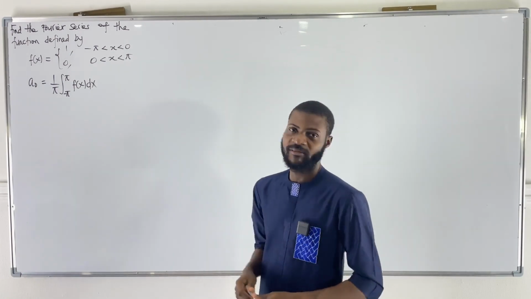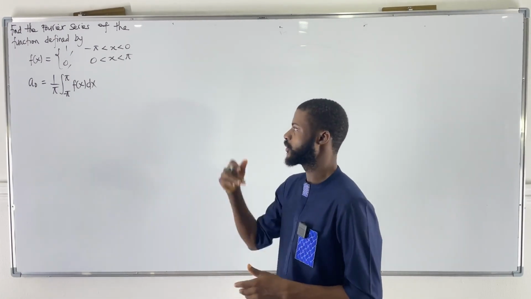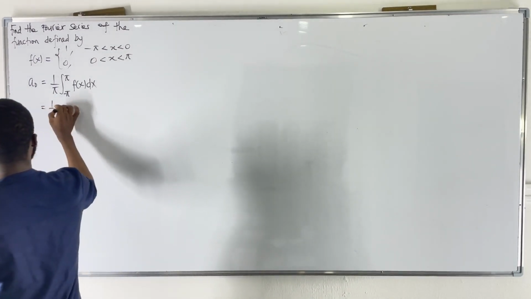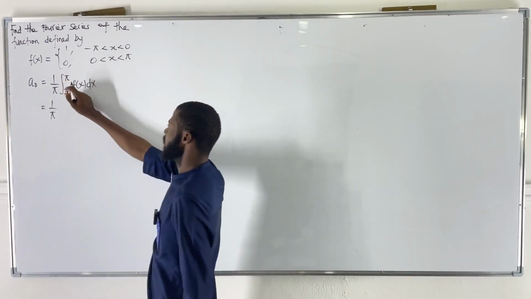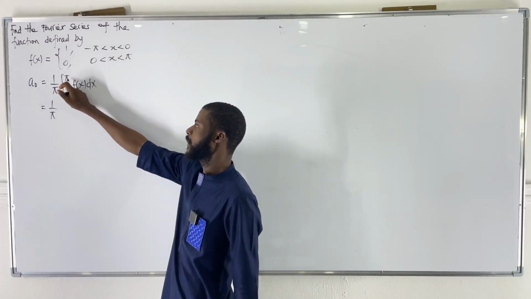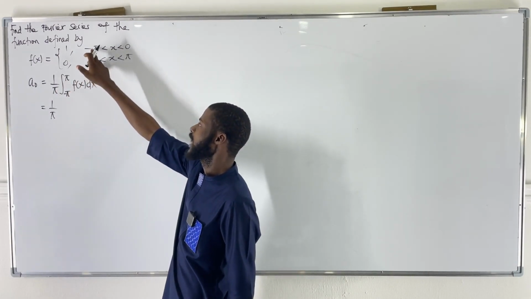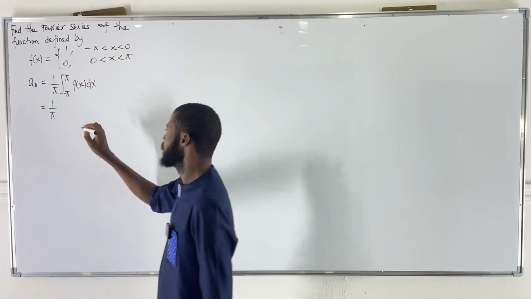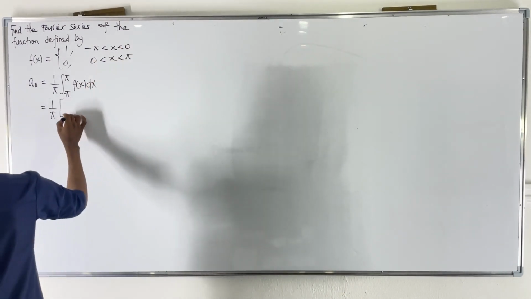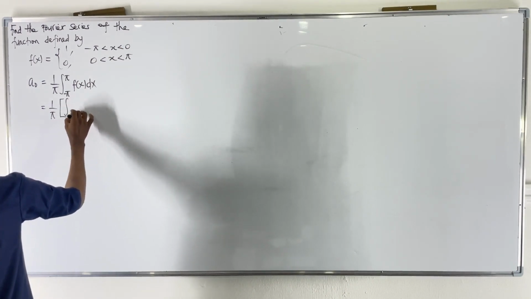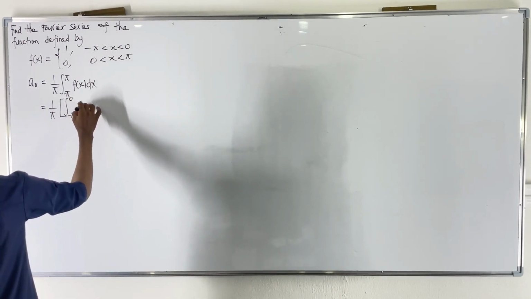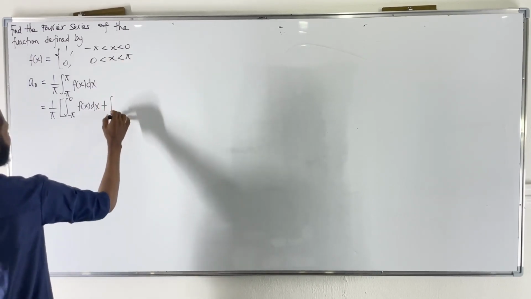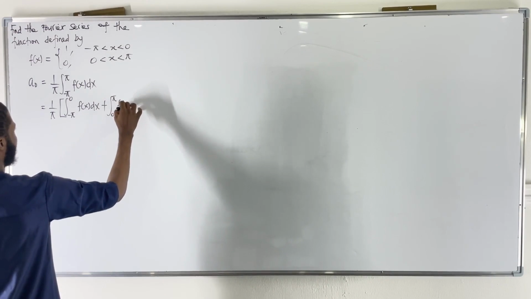Now, this function is neither even nor odd, so don't just get started with a shortcut. You have to find every single thing. So this will become 1 over pi. Now, this interval, if you notice, is from minus pi to pi, but instead, we have minus pi to 0 and then 0 to pi. So we're going to break it down. We're going to say this is the integral from minus pi to 0 of f of x dx plus the integral from 0 to pi of f of x dx.